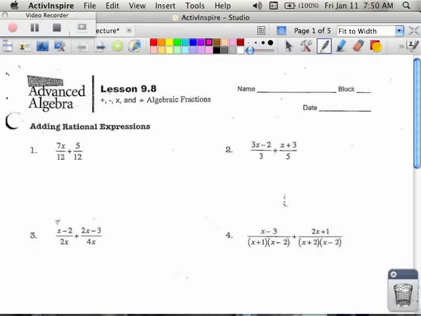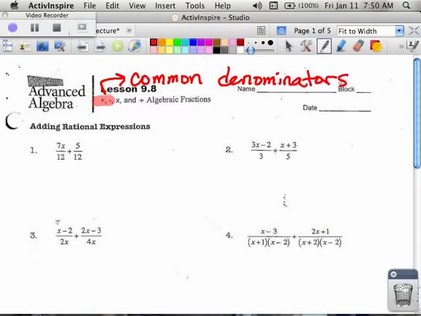The first thing, whenever you're adding or subtracting anything to do with algebraic expressions, and they are rational, which means they're fractions, the biggest and most important thing that you need to know on this slide is you need to have common denominators. That is the most important thing when you're adding or subtracting fractions, or in other words, rational expressions.